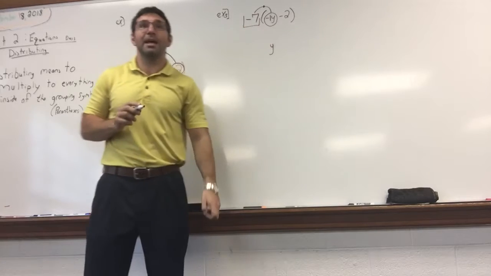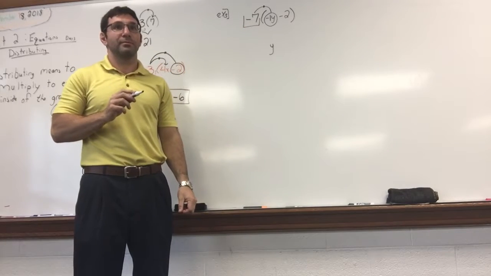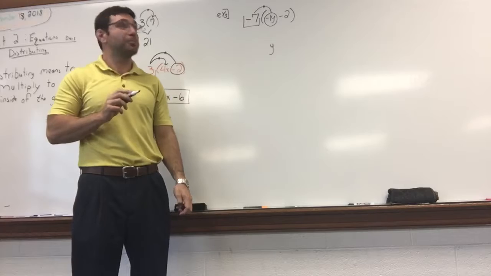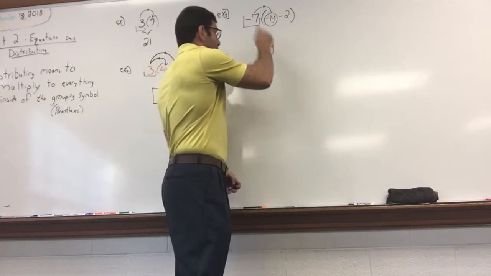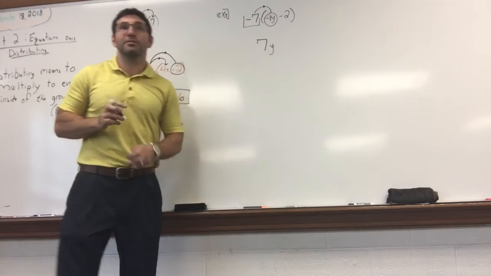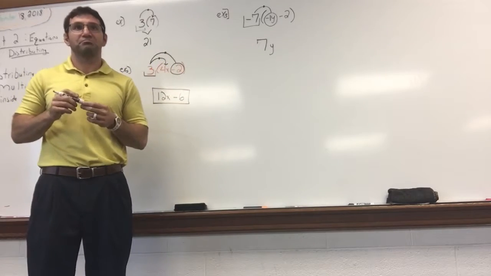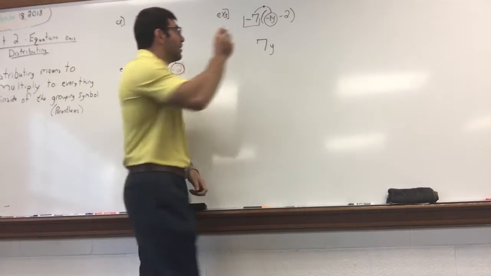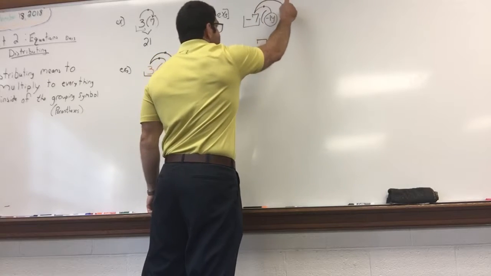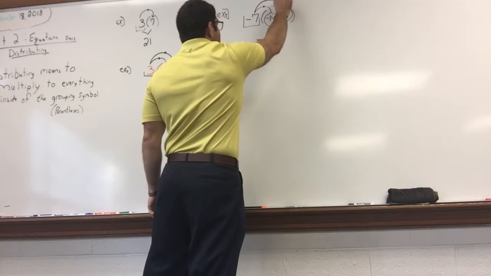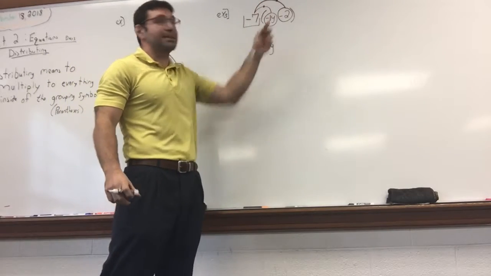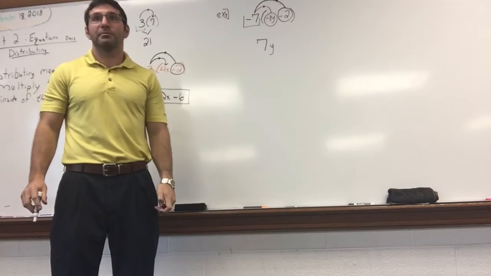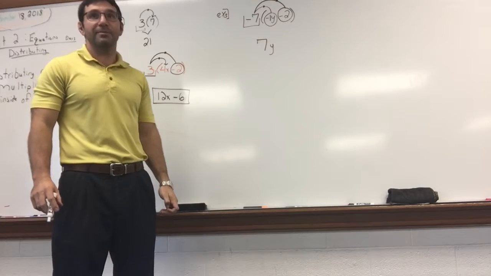Negative times a negative is what, Caleb? What's a negative times a negative? Positive. 7 times 1? 7. Yeah, 7y. Because it's my first number, do I need to put a plus with it? No. Now, negative 7 times negative 2. Negative times a negative is going to be what? Positive. 7 times 2.